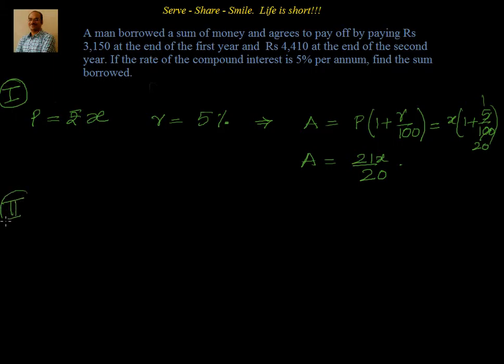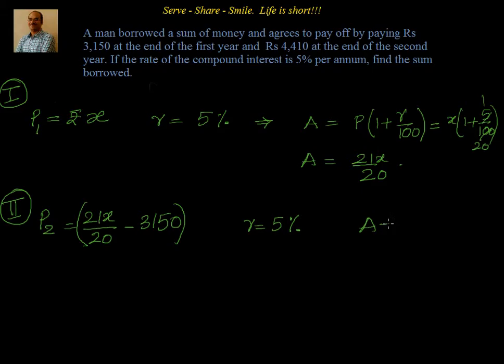When you go to the second year, ideally the principal of the second year, P2, should be 21x by 20. But he has already paid an amount. What is the amount he has paid? 3150 he has paid. Now this is the new principal for the second year. On this principal, I have to apply interest of 5% and find out the amount. That amount should be equal to 4410 rupees. This is the logic we have to understand.